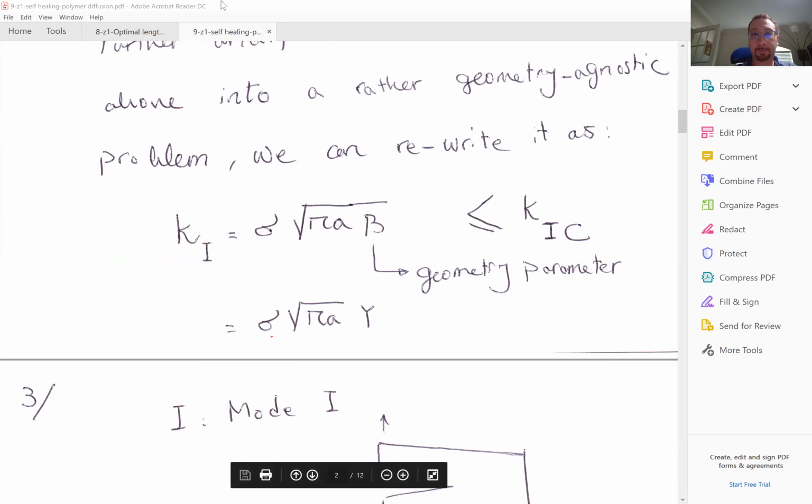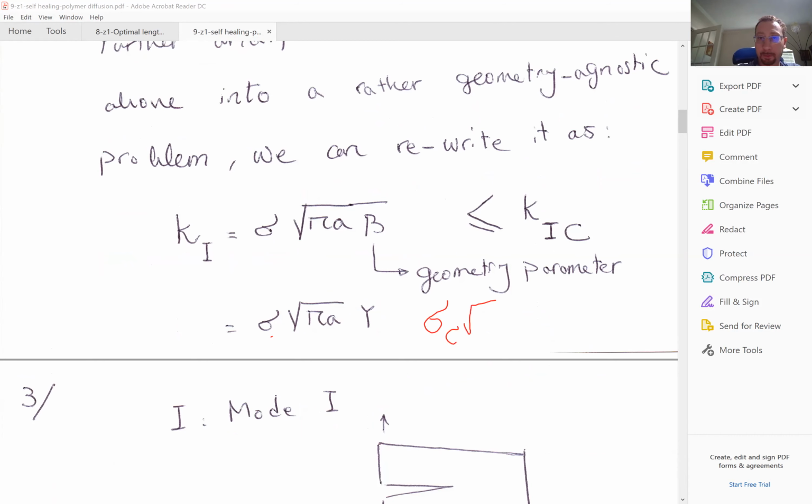I'm going to write it here, that I'm going to show with sigma c, and sigma c is square root of pi a times y has to be equal to K1C. Okay? So that tells us how much stress in the far field is required for the crack to grow. And obviously, the larger the crack, the smaller far field stress is required.